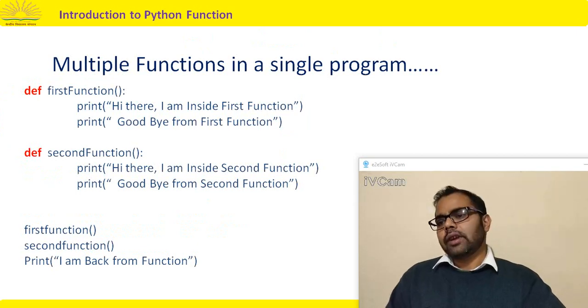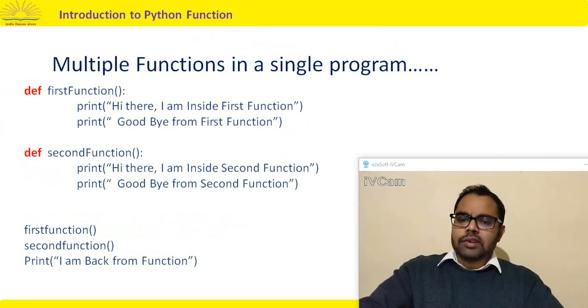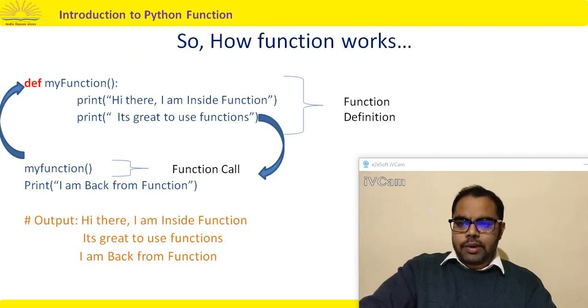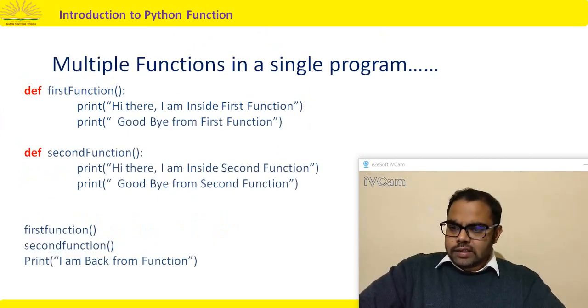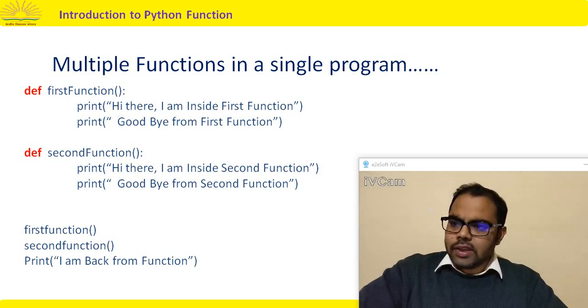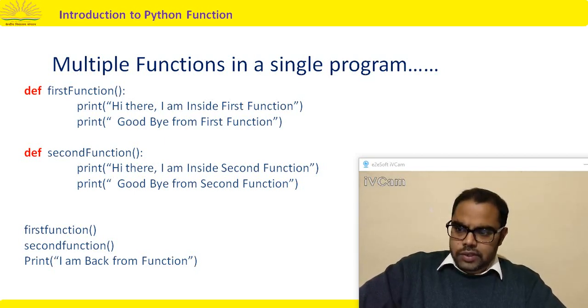Okay, now multiple functions in a single program. As we have defined a single function, my function, in this program, it is possible that you can have multiple functions. Now see here, this is a code segment. In this code, can you identify how many functions I am having here? You see, def is the keyword that is used to create functions. So here I am using def, first function. So this is my function, and these two statements are inside the first function.